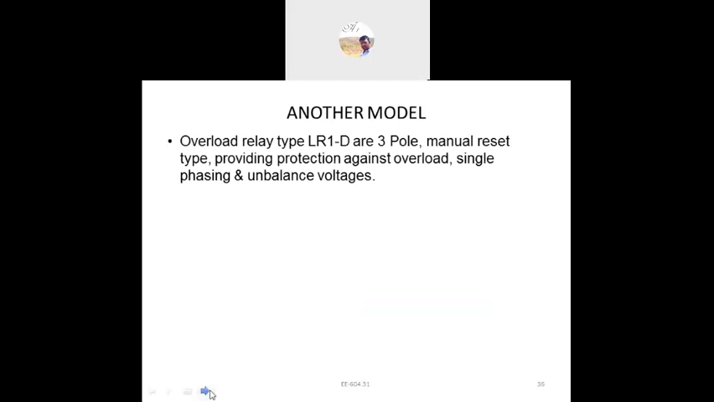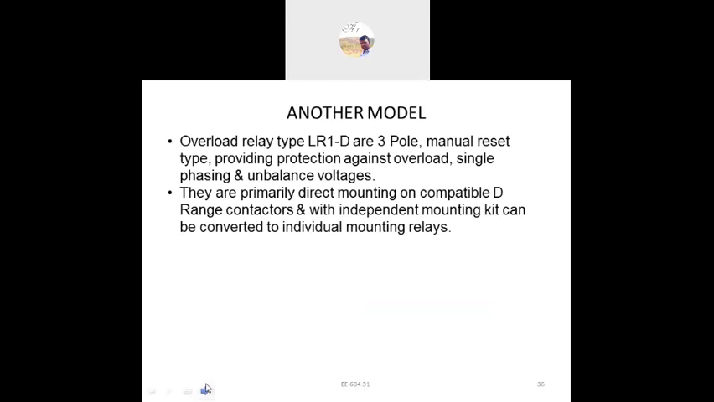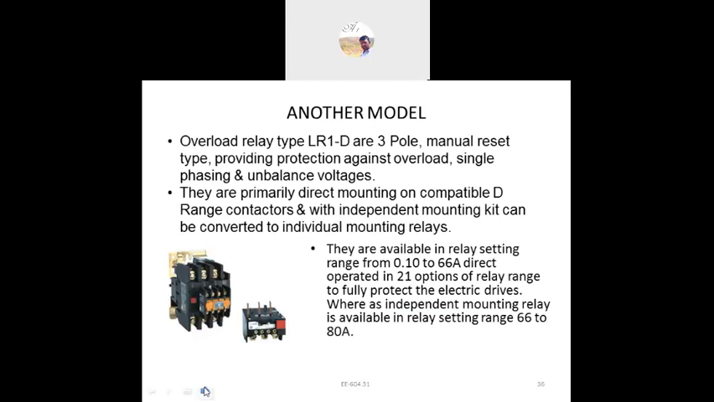Another type is the overload relay type LR1, a 3-pole manual reset type providing protection. This is a phase balance type. So we can see different types of thermal relays. Here we can see the relay setting range, how much time setting there is. The relay settings will also be available, with 21 options of relay range for fully protecting the motors. Independent mounting will be allowed. This is one of the 3-pole protective relays.